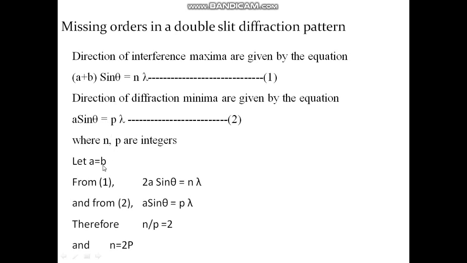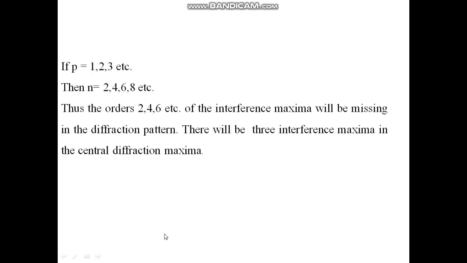If we take a equal to b, then equation 1 becomes a plus a, that is 2a sin theta equals n lambda, and equation 2 is a sin theta equals p lambda. Therefore, from these two equations we can write n by p equals 2, or n equals 2p. If we take p equal to 1, 2, 3 etc., then n is equal to 2, 4, 6, 8 etc., because n equals 2p. Thus the orders 2, 4, 6 etc.